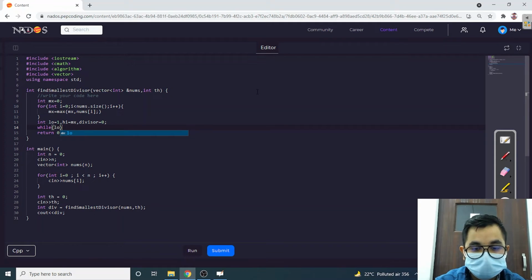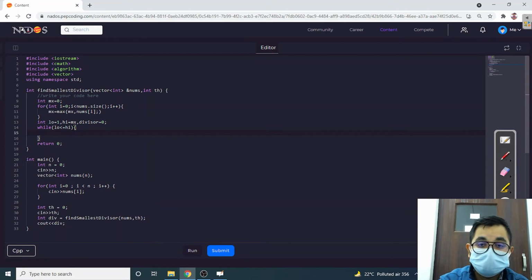Okay, so low should be less than or equal to high. And one more thing, I said that divisor equal to 0 is not going to give me any trouble, because in the question itself we have been given that there is a guaranteed answer. Okay, so that's why I have written 0 here. Okay, so now in the for loop, first thing we need to calculate is the mid or the divisor, right? So mid could be taken as low plus high divided by 2.